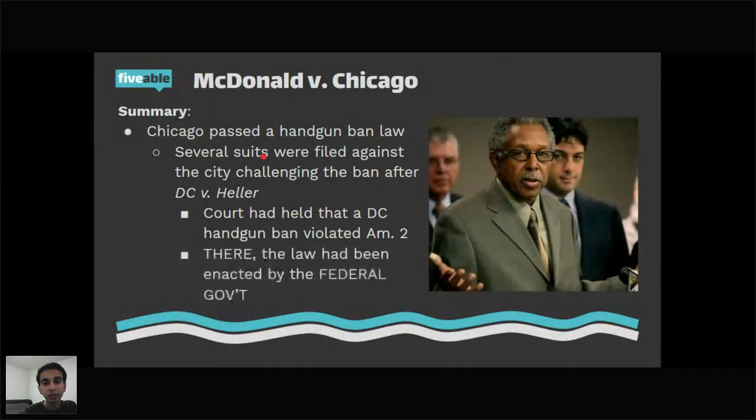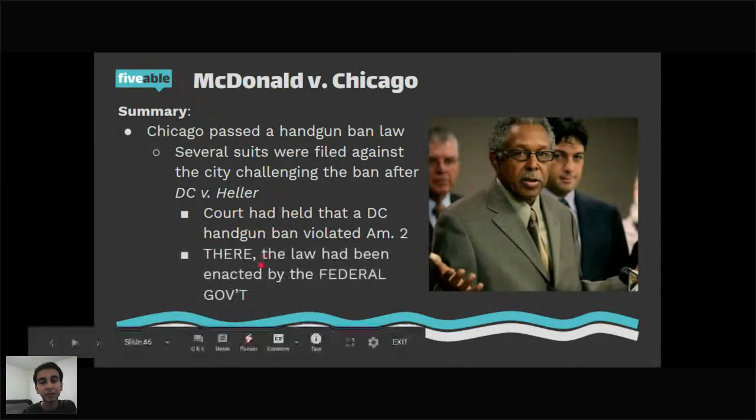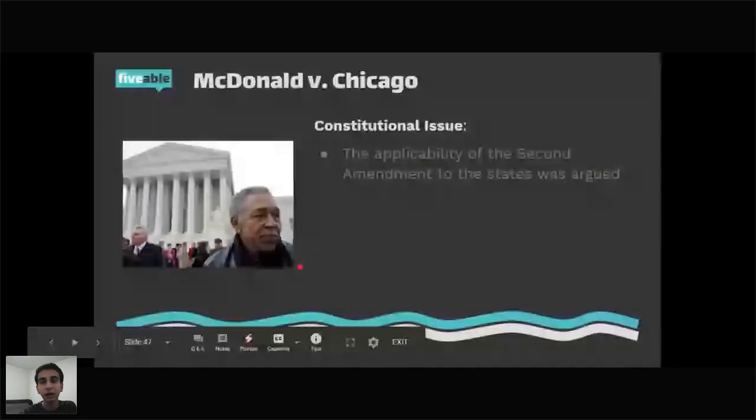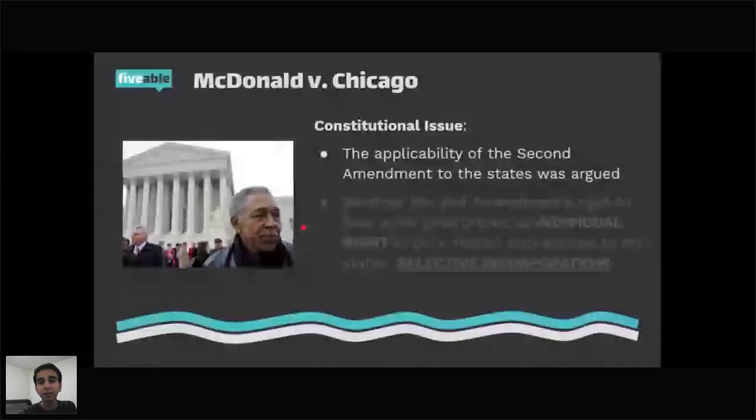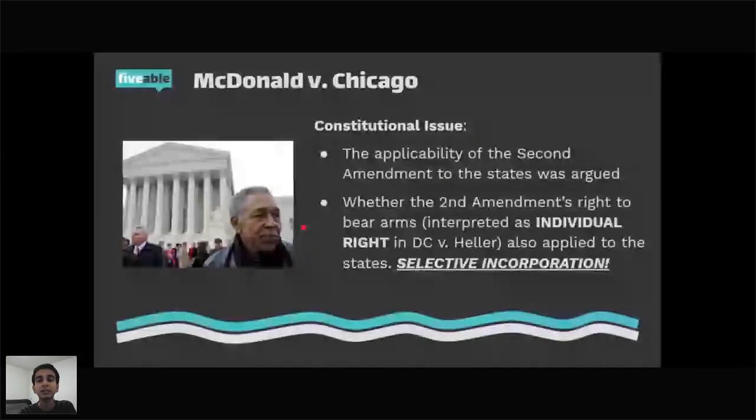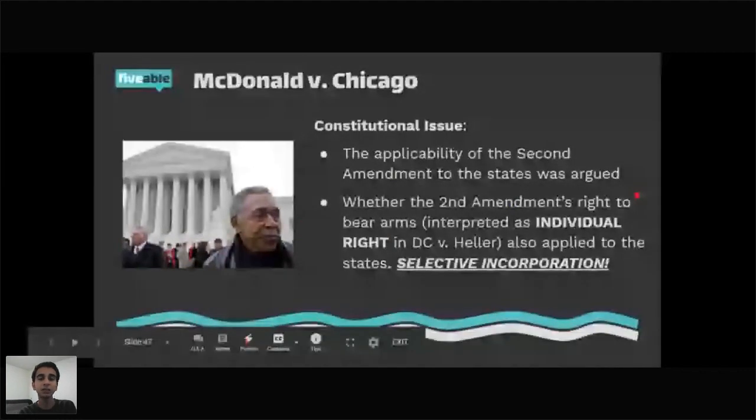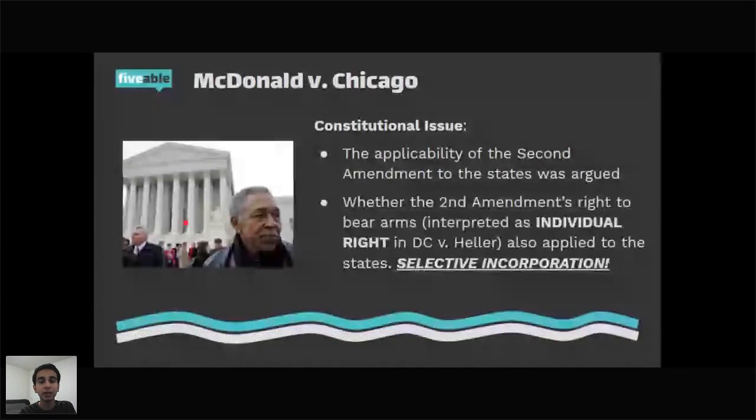In Washington, D.C., since the law had been enacted by the federal government, it didn't really deal with that Bill of Rights piece yet. But this one did because it was in Chicago, not in D.C. So the applicability of the Second Amendment to the states was argued, and whether the Second Amendment's right to bear arms, which is interpreted as an individual right in D.C. versus Heller, also applied to the states. So individual right, like I said before, in all of these selective incorporation cases, they're going to say something about that right or that liberty being a fundamental or an individual right, and it being applied to the states through the 14th Amendment's Due Process Clause.